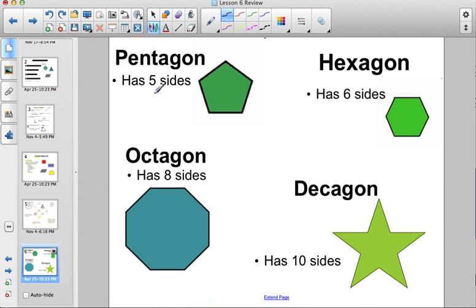Alright, so then we have our pentagon. Penta means 5. As you can tell, it has 5 sides. Kind of looks like the house, so you can think of the penthouse suite, if that helps you remember.